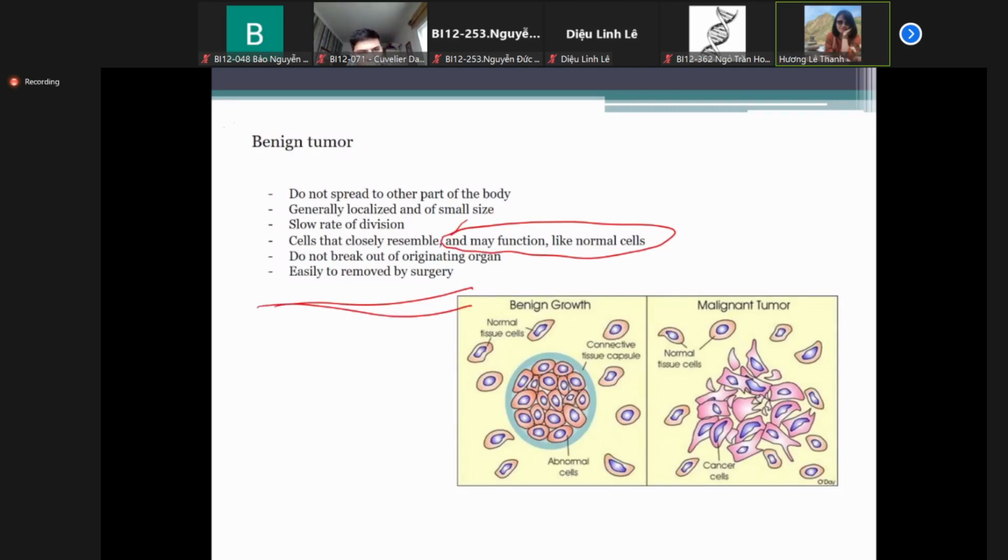For some cases, benign tumors function like normal cells. Like, do you know the thyroid, hyperthyroidism? Remember, when you have a benign tumor in your thyroid gland, it is one of the reasons that you have hyperthyroidism, because it increases the thyroid activity.